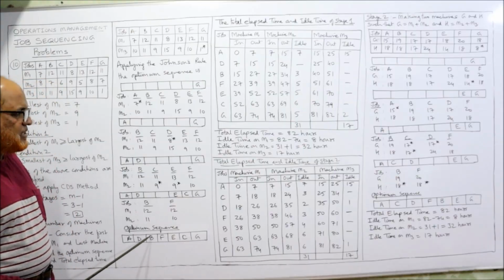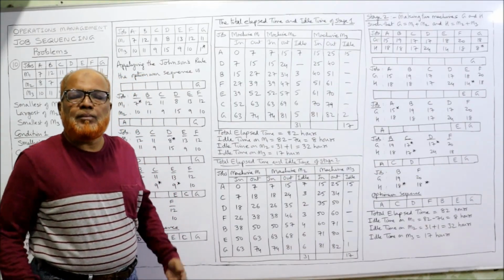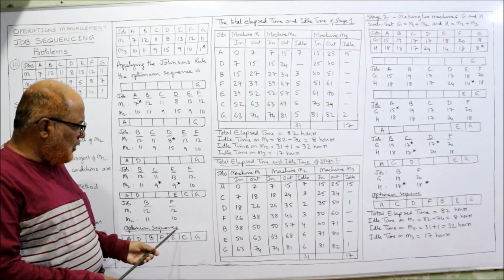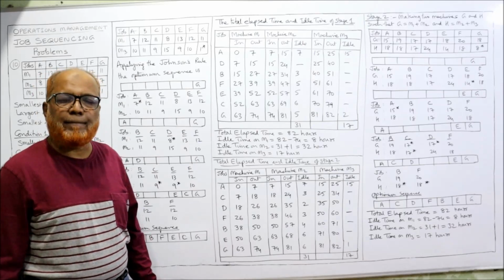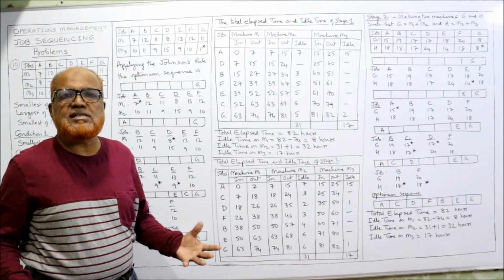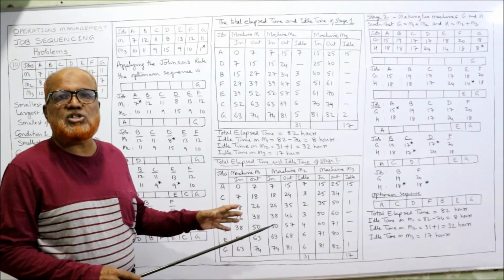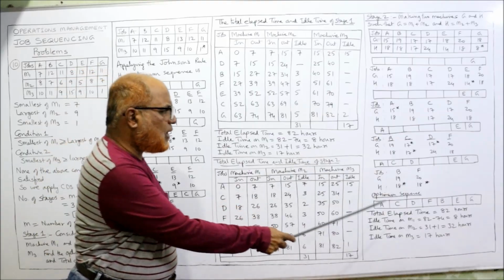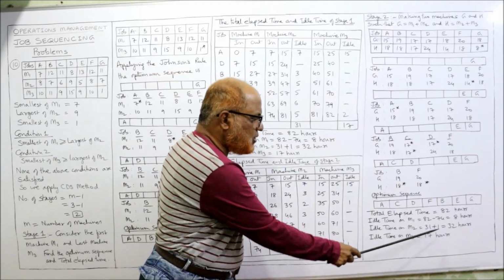Stage 1, we have this one. These are the timing. 82 hours. Here also 82 hours. That means the total elapsed time is same for both the sequences. Whether we follow this sequence or this sequence, the total elapsed time is same. Idle time for M1 is 8 hours. Here also 8 hours. Coincidentally, it is not compulsory that every problem this will happen. This is happening in this problem. So here also, idle time on M2, 32 hours, here also 32 hours. Similarly, idle time on M3 is 17 hours, here also 17 hours.